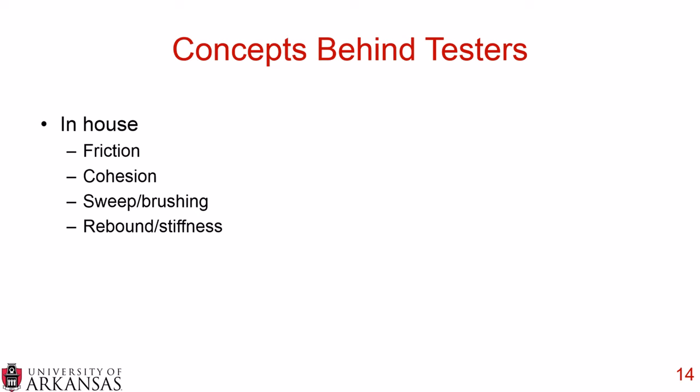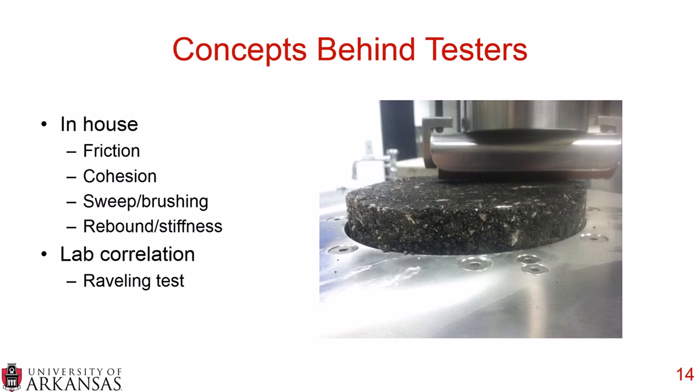Now, these were all meant to mimic what was happening in the field, and then in order to correlate this to a lab test, we chose the Raveling test. And you can see that in the picture on the right, where there is a sample of FDR with a rubber hose that abrades over the sample of that surface, and you see how much material comes off of the top of that surface. And we'll be talking more about the Raveling test a little later. So let's go through those 4 concepts behind the testers that are listed.